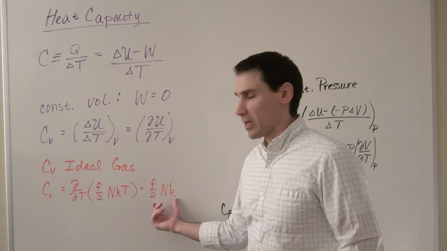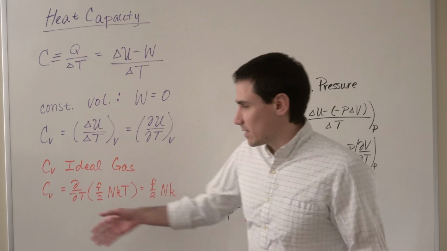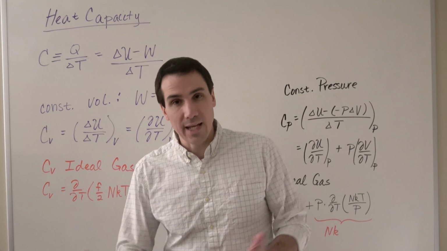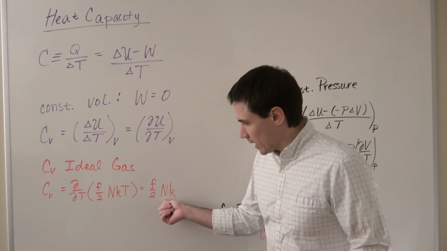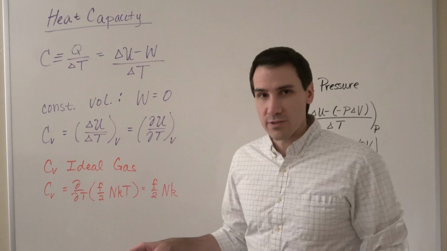Just a quick note: obviously if I have more molecules in my ideal gas, then it's going to take more energy to heat up all of those molecules. So it makes sense that the heat capacity depends on how many molecules I have. It's going to take a lot more energy to heat up, say, 10 to the 23 molecules than it would take to heat up 1 molecule. So it makes sense to depend on N. The fact that the heat capacity depends on the number of degrees of freedom also makes sense, because the more degrees of freedom that I have, the more ways that my molecules can store energy.